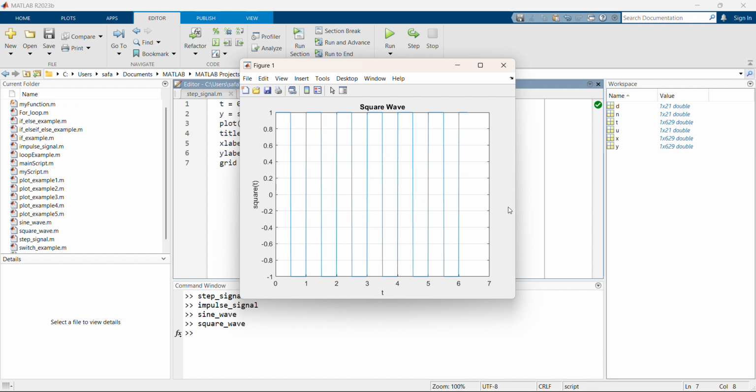These four signals, step, impulse, sine, and square, are the foundation for many concepts in signal processing.